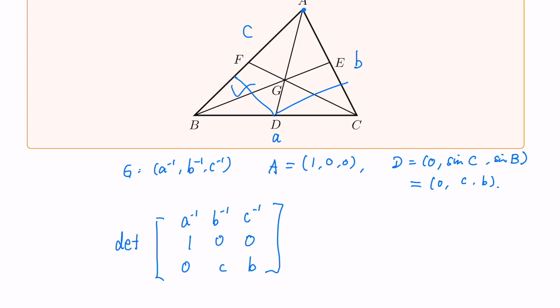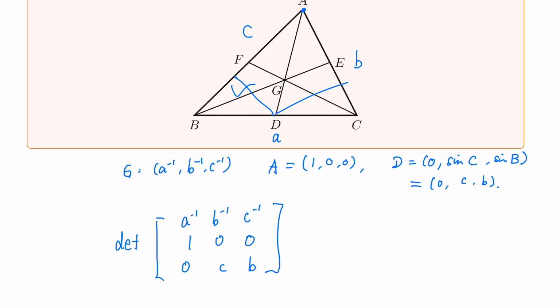You may ask why I write the coordinates of G as the first row, A as the second, and D as the third. My answer is that it doesn't matter. In linear algebra, if you rearrange the rows of a matrix, the determinant differs at most by a factor of negative 1. Since we are going to prove that this determinant is equal to 0, even the negative sign doesn't play a role here.